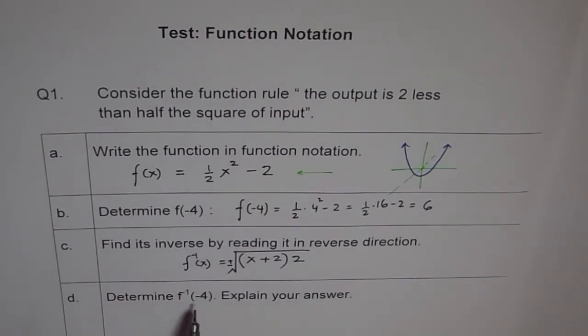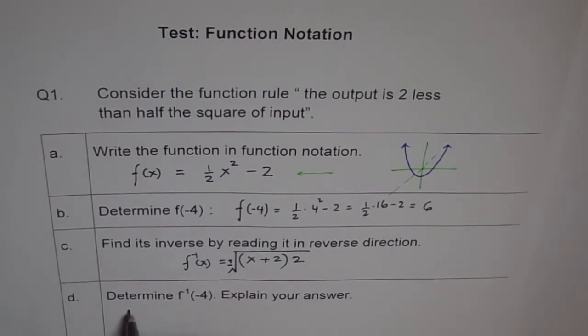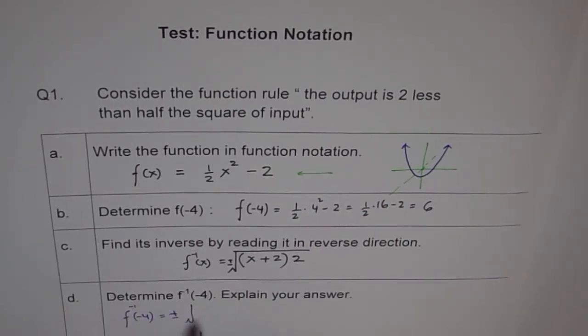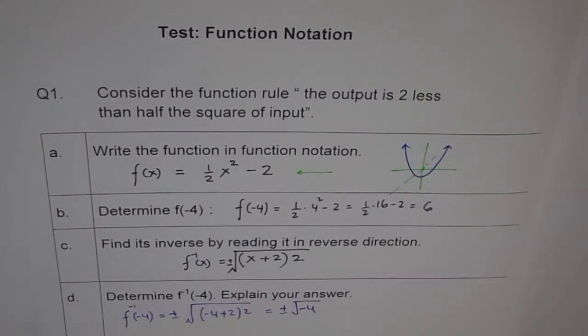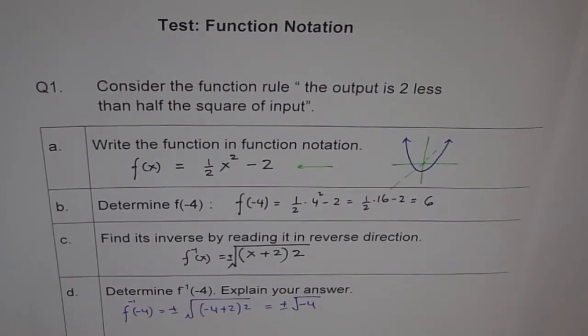Now, part D is determine f inverse of minus 4. Explain your answer. Now, if I write minus 4 here, what do I get? f inverse of minus 4 equals plus and minus square root of minus 4 plus 2, times 2. Minus 4 plus 2 is minus 2, and minus 2 times 2 is minus 4. So I get a negative number under the root. So we really don't have an answer for this, correct? Negative, no real. So what do you think? Why did we get so?